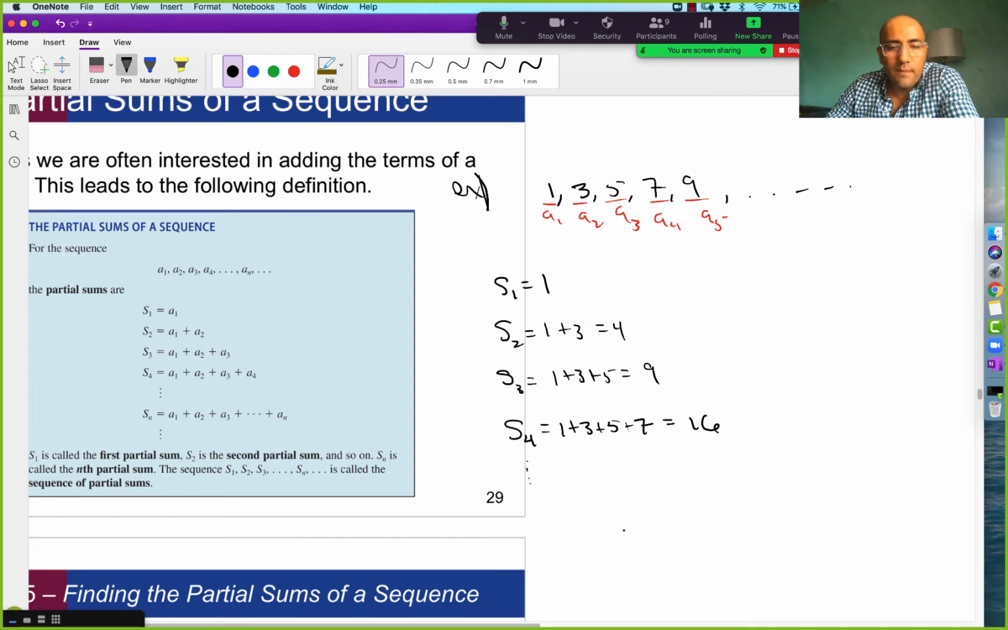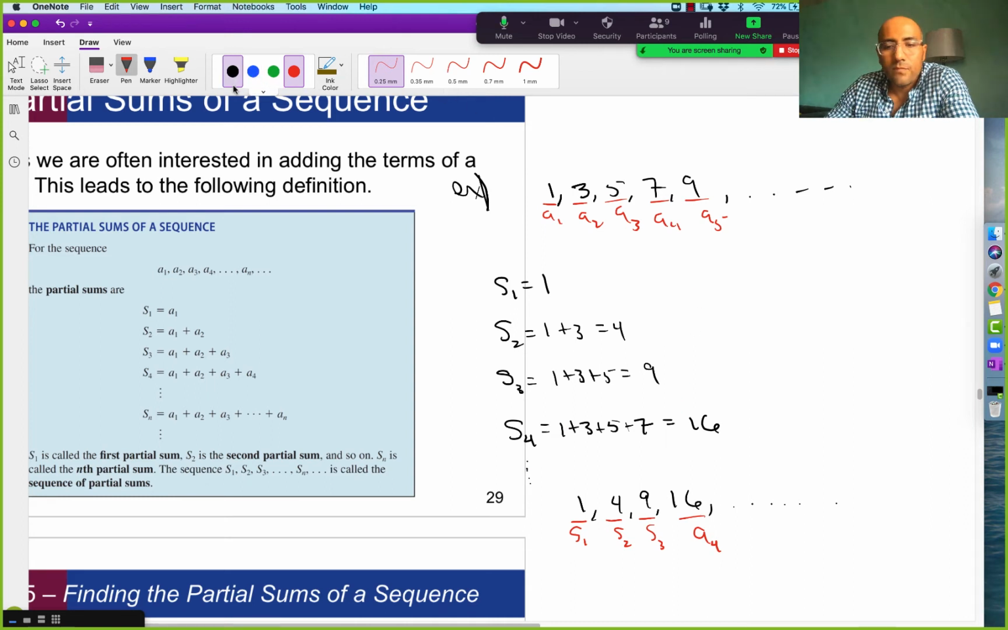And so on and so forth. So then my new sequence is going to be 1, 4, 9, 16, and so on. So this is a new sequence. This is S1, this is S2, this is S3, and this is S4.